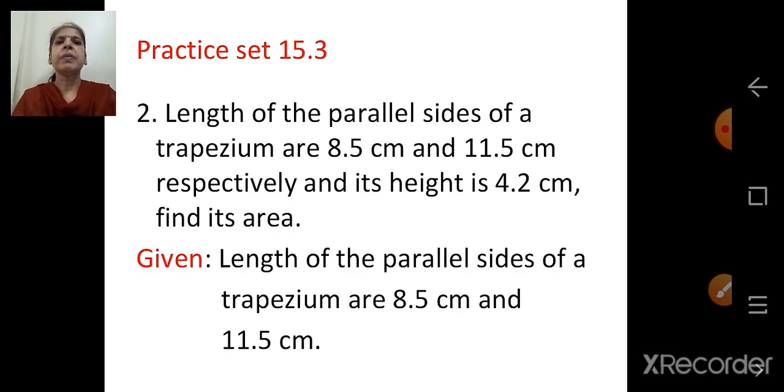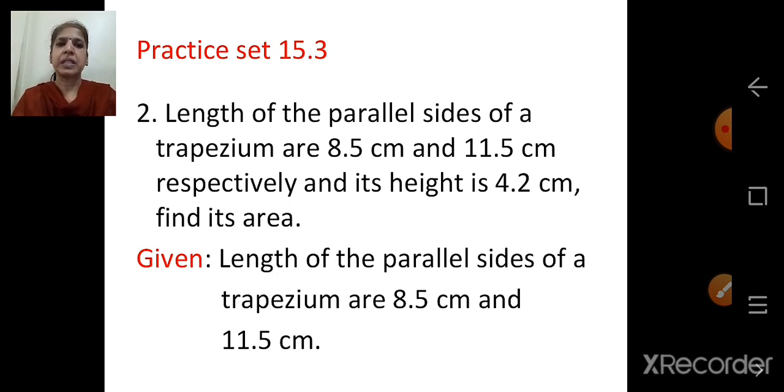Let's continue with practice set 15.3. Second sum. Length of the parallel sides of a trapezium are 8.5 cm and 11.5 cm respectively, and its height is 4.2 cm. Find its area.